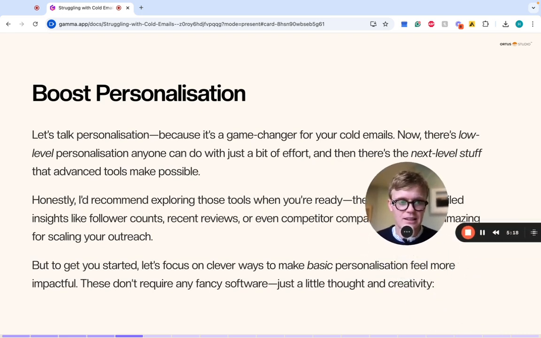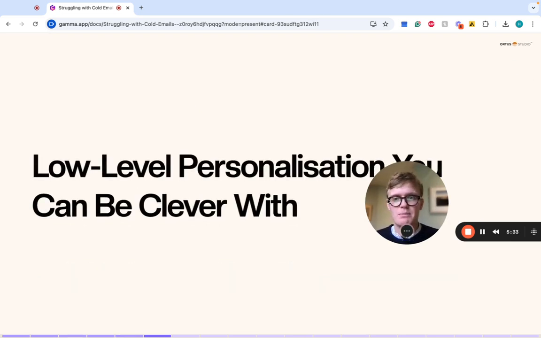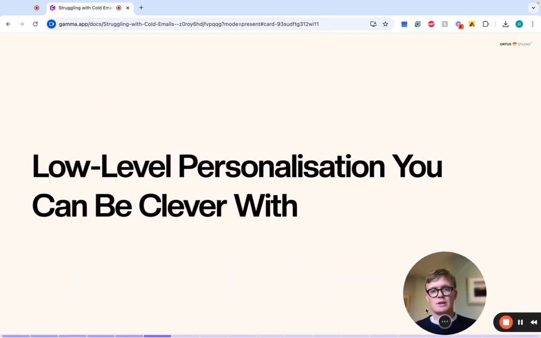But to get started, I'm just going to focus on little clever ways you can make basic personalization feel more impactful. These don't necessarily require any fancy software. It's actually just a little thought and creativity. So, low-level personalization you could be clever with.